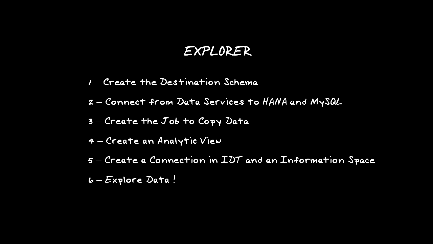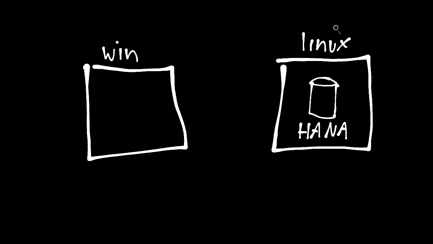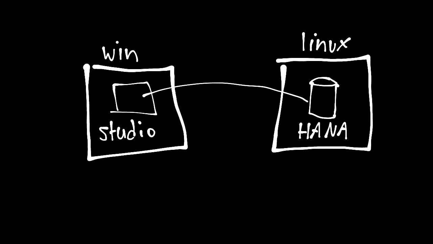In this project, we go from data in MySQL all the way to exploration with Business Objects Explorer. In this first video, we will create a destination schema in HANA. The way we're going to do this is we're going to use a Windows box, shown here on the left, to connect to a Linux box, shown here on the right, that hosts the in-memory HANA database. And we'll use the studio to connect to HANA and create this schema.